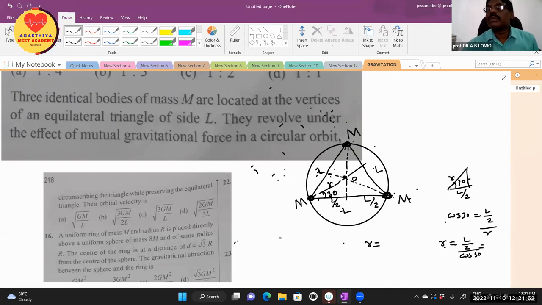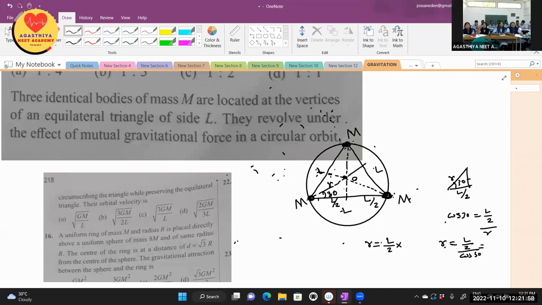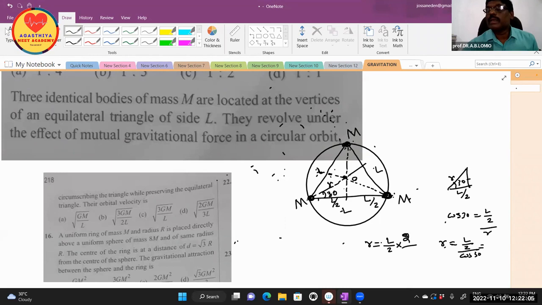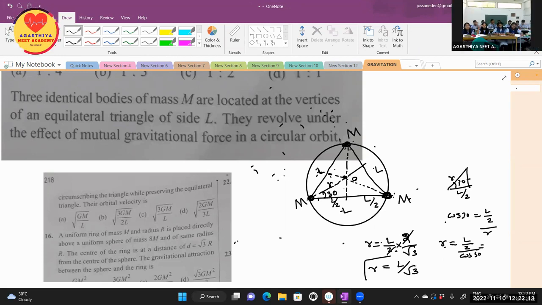The cos 30 value is root 3 by 2. Taking the inverse, it becomes 2 by root 3. The 2 gets cancelled. So the radius is L by root 3.